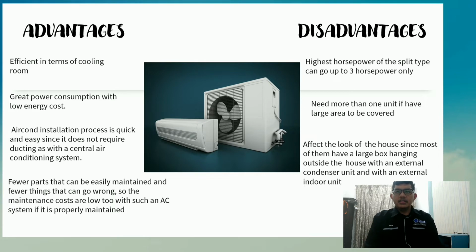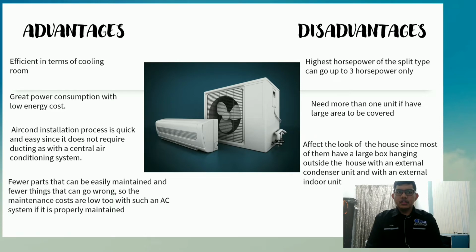The disadvantages: the highest horsepower of the split type can go up to 3 horsepower only. You need more than one unit if you have a large area to be covered. It affects the look of the house, since most have a large board hanging outside the house with an external condenser unit and an external indoor unit.